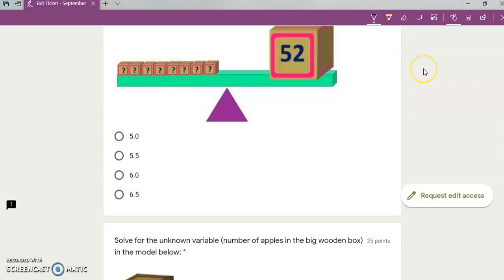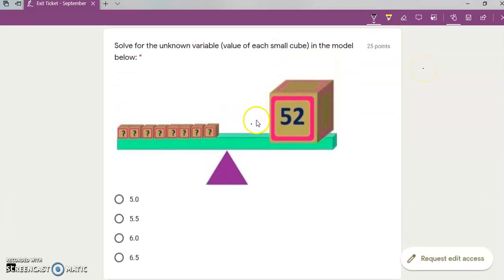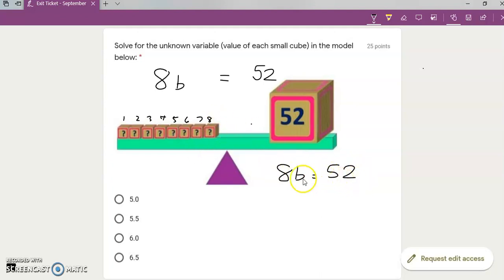So just looking at this one, again I have 1, 2, 3, 4, 5, 6, 7, 8 little blocks over here. So I can say that I have 8 blocks, 8B. And then I have all of this on the left side being equal to 52 on the right side, because there's just one huge box over here and 8 small boxes or little blocks on this side. So in order to find that, I can write my equation 8 times b equals 52, because I don't know how much each block has inside of it.